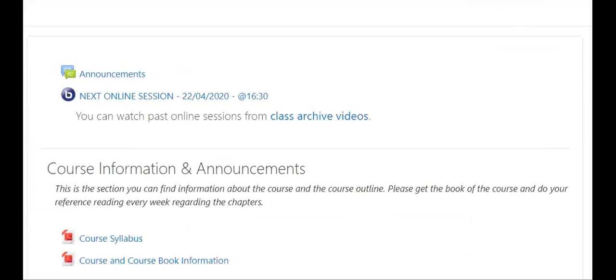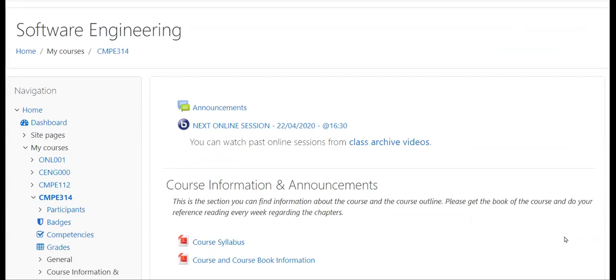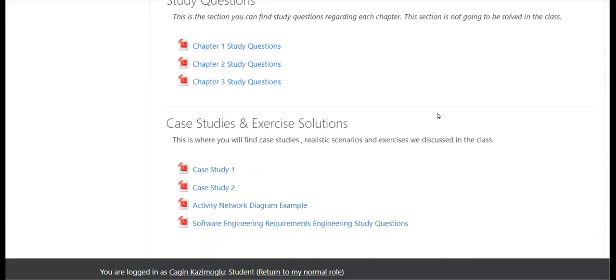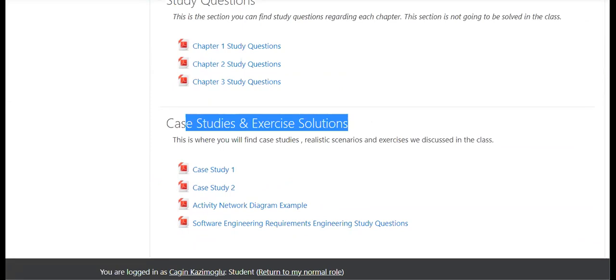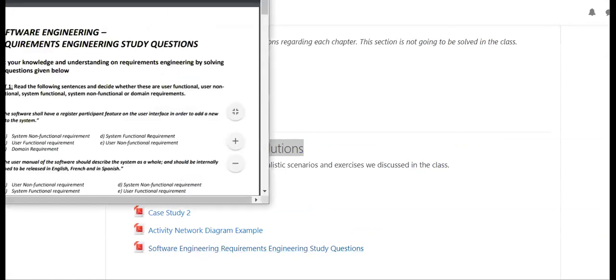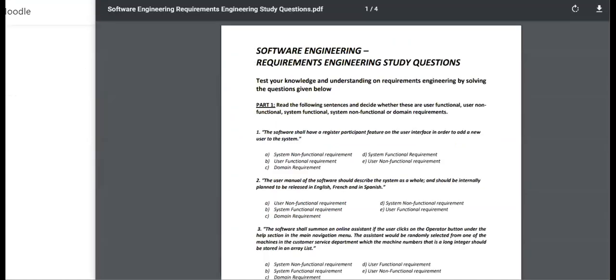And this is what you should see. I changed my role as a student, so I see my page as a student as well. If you browse down, you will see case studies and exercise solutions. And there is the software engineering requirements engineering study questions. So please click on those and you will see a series of questions there. And this is where we need to discuss.